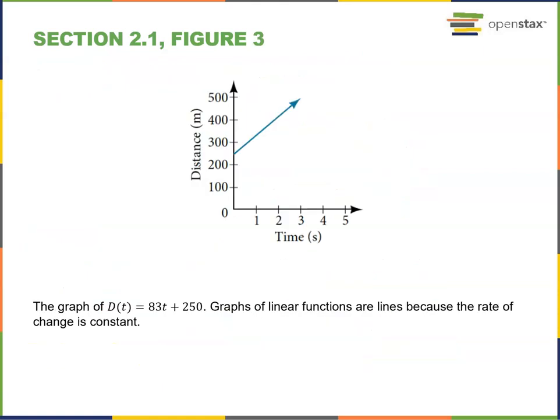Next one, we can represent a linear function in graphical form. Let's use the same example, where we have d of t is equal to 83t plus 250. This is the graph of the linear function, and it is a line because the rate of change is constant.